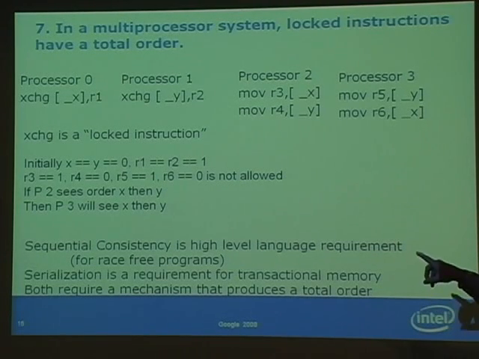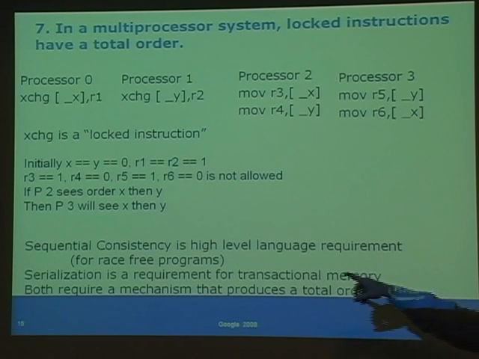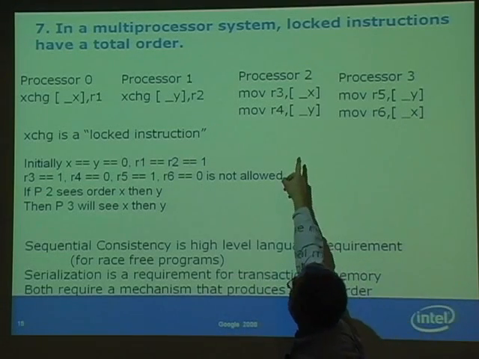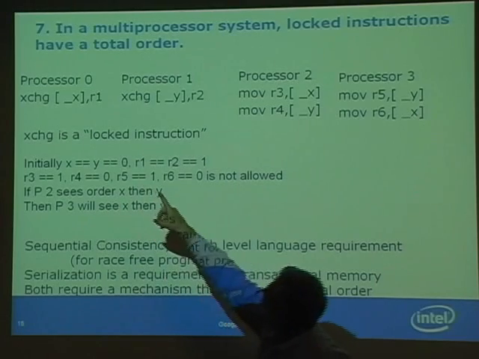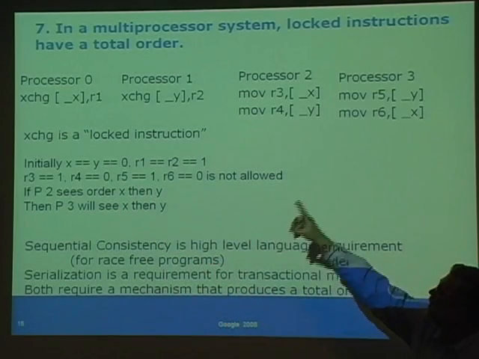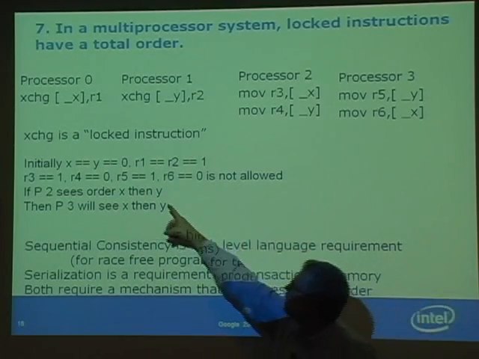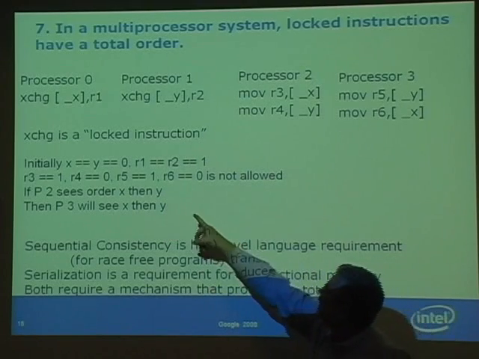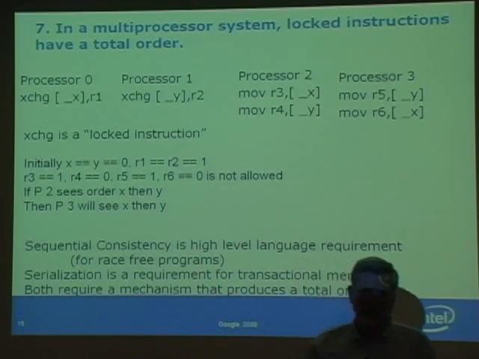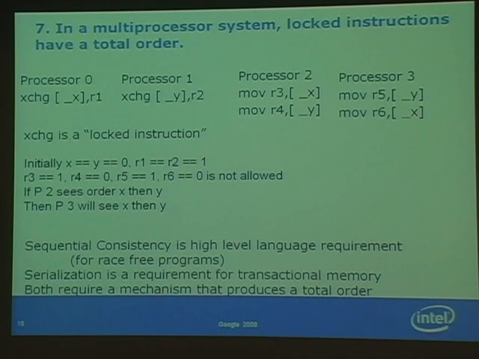So in this case, if processor 3 here sees 1, 0, which is going to be processor 0, processor 1, then it can't be the case that this guy sees processor 1 right before processor 0. So why do we need this total ordering? Okay, we need the total ordering for a couple of reasons.